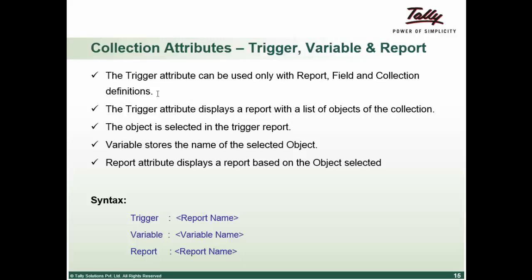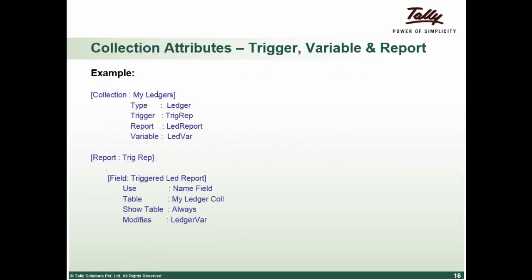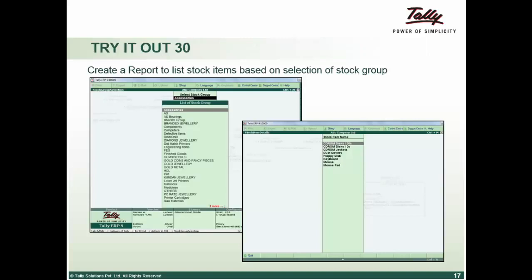If you have noticed, just small English words is what we have used as attributes. Meaningful English words, making it very simple and easy to use. And this is an example of that report. And we have a try it out. Right now we did it for the listing of the ledger. So we selected a ledger and we showed the report for that particular ledger.